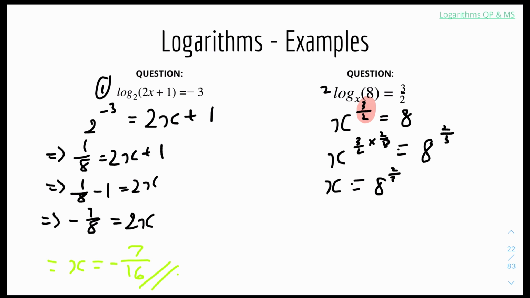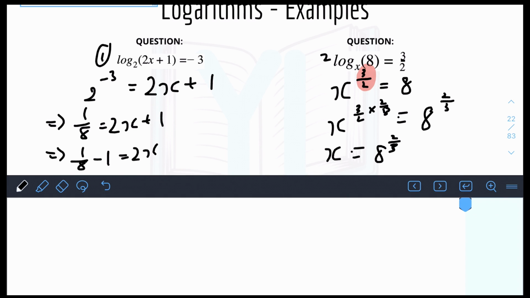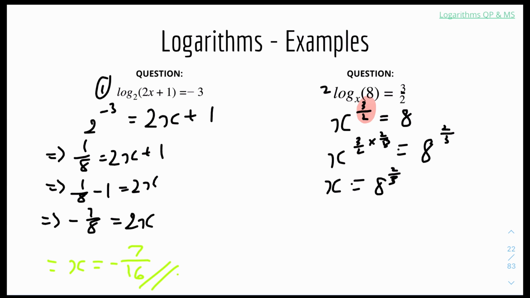So we know that we can just cube root 8 to get rid of this over 3. So cube rooting 8 will be equal to 2. So 2 to the power 2. So we know that x equals 2 to the power 2, which will give us a very nice answer of, therefore x equals 4.